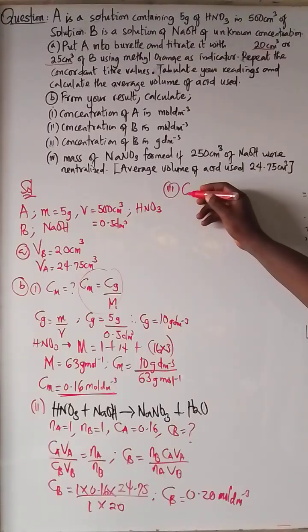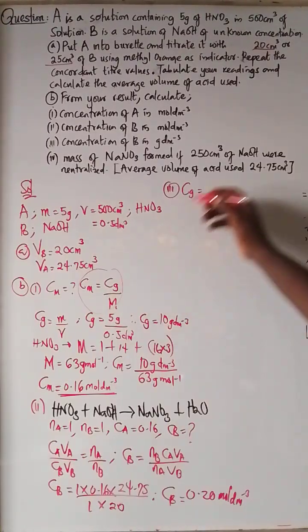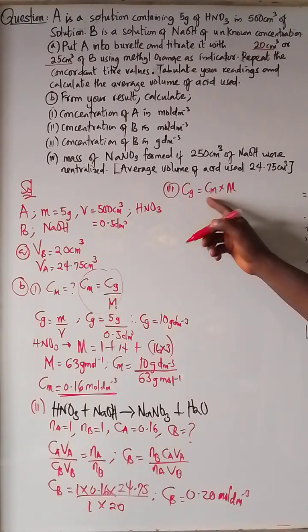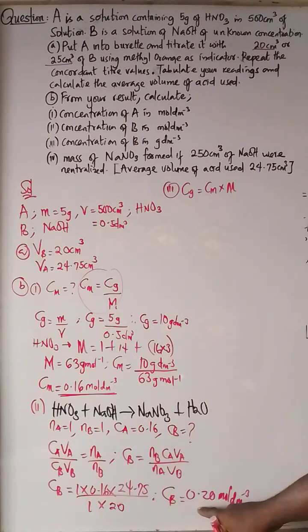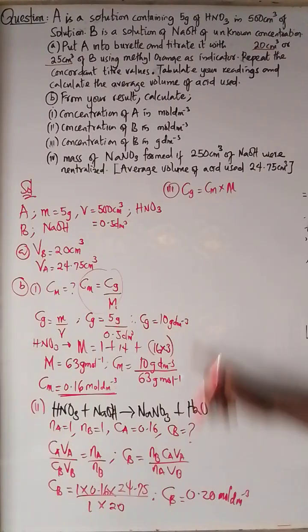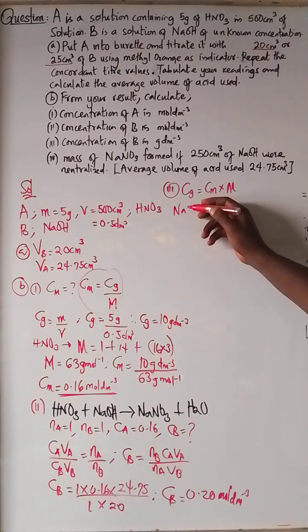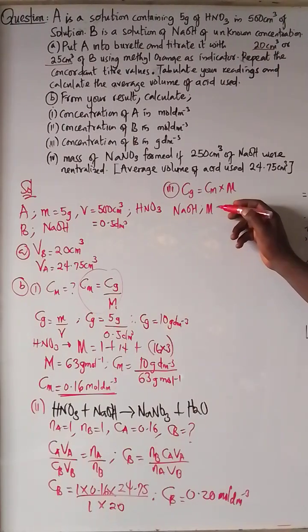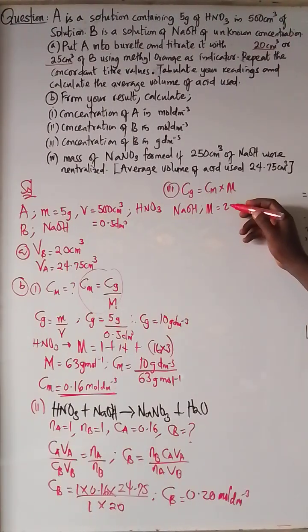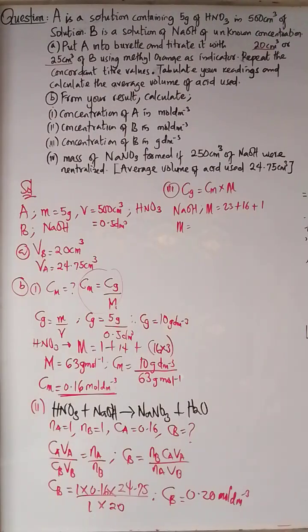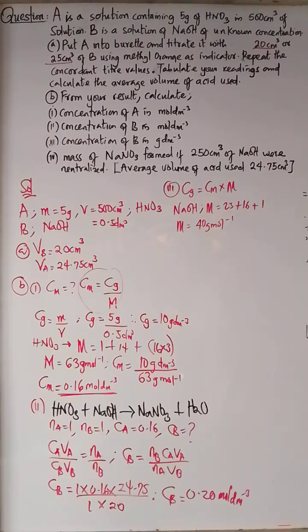It means concentration in gram per dm cube equals concentration in mole per dm cube times molar mass. We already know that's for B. For B now, we know the concentration in mole per dm cube. That's 0.2. Now I need to know what? The molar mass of NaOH. Sodium is 23, oxygen is 16, hydrogen is 1. From here, we get the molar mass of sodium hydroxide to be 40 grams per mole.